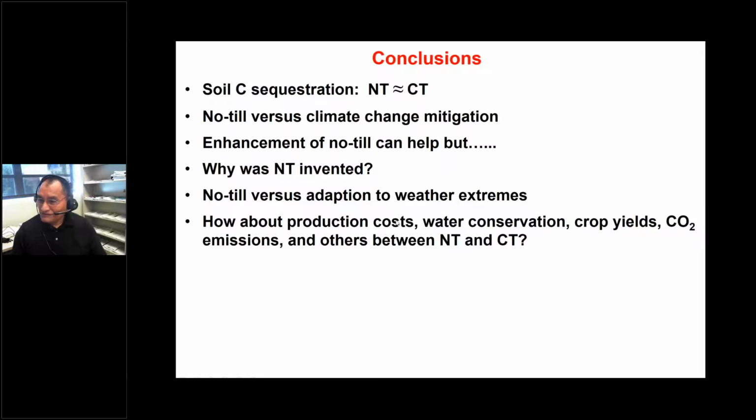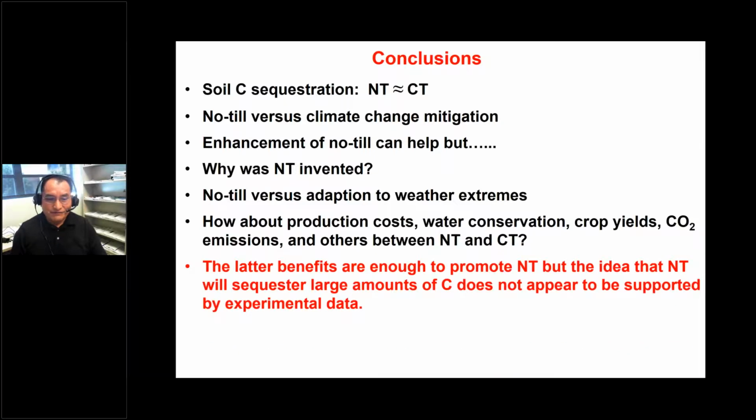What about production costs? That's another component benefit. It conserves water. It can improve yields, especially in semi-arid regions, not in temperate regions. Global data have been reviewed showing that it may not increase yields in temperate regions, but could in semi-arid regions, right? There are a lot of other benefits, and those benefits are enough to preach the good things about no-till. But the idea that no-till will sequester large amounts of carbon after switching from plow-till to no-till, I don't think is supported by research data. That's all I had.